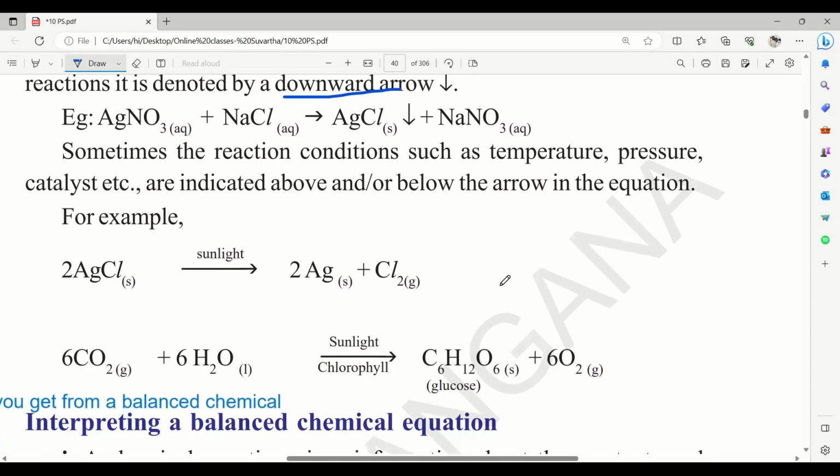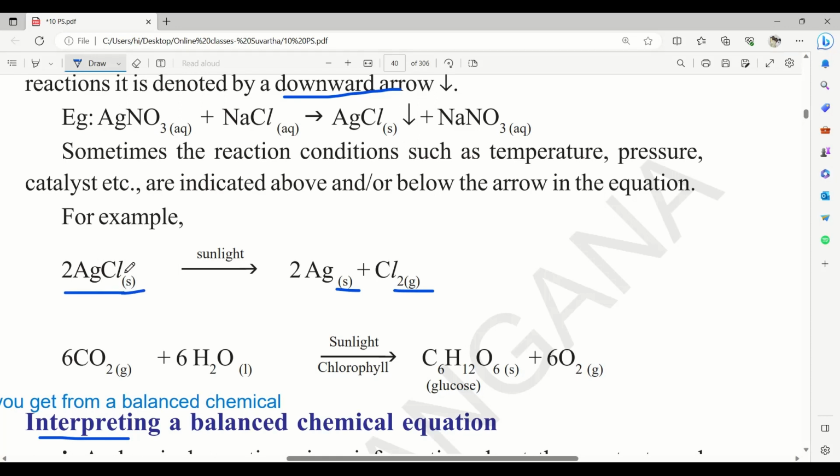So these are the conditions that will help us to know, in a particular chemical reaction, what conditions we can expect when we are doing the experiment. There is a difference between interpreting a balanced equation and making an equation informative. Informative means we are adding a few things so that the other person, whoever is reading, will understand. Interpreting means we get to know this information from the already balanced equation.